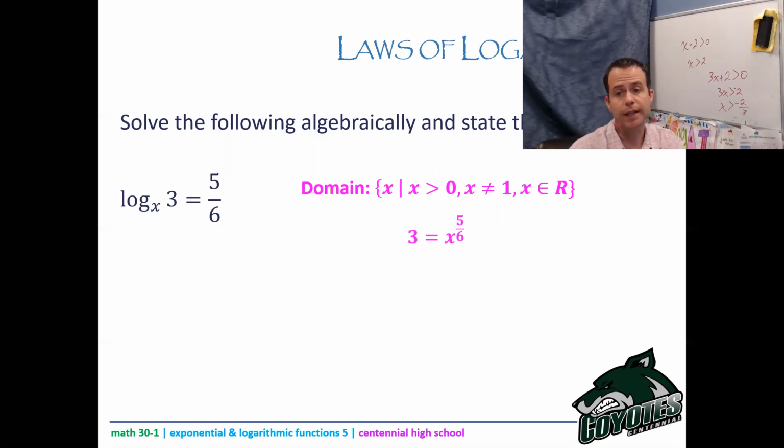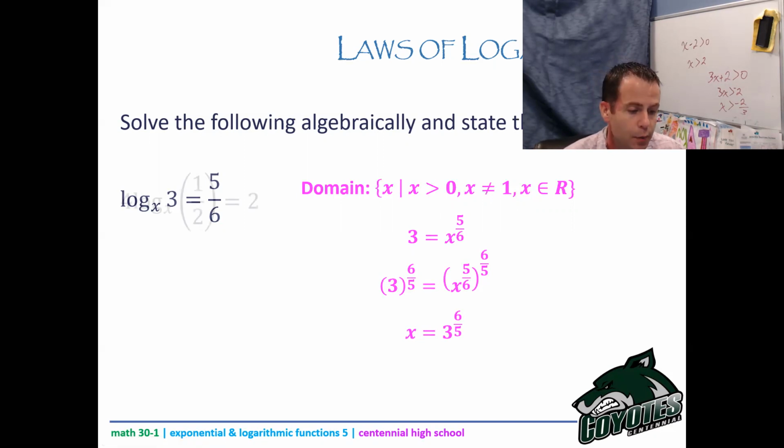Now, we did an example like this in our last note. If we want to get rid of that exponent of 5/6, we really just take it to another power. We take it to the reciprocal. So I'm going to take both sides to the 6/5. That will give me x to the 1, which is just x. And then I'm left with 3 to the 6/5 on the other side, which I'll just leave as the exact value answer.